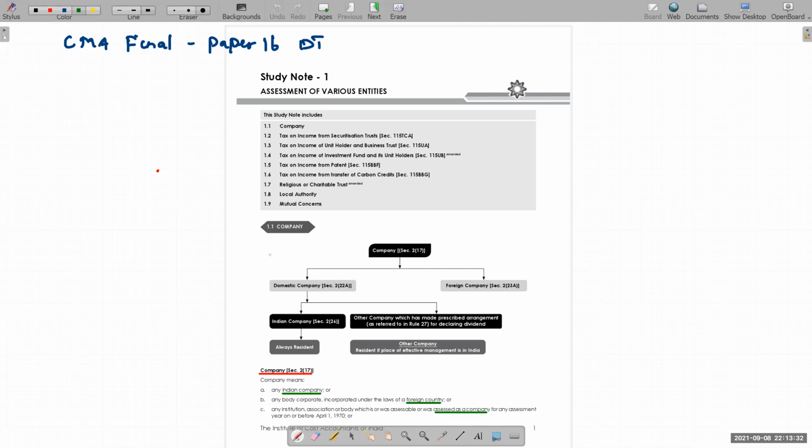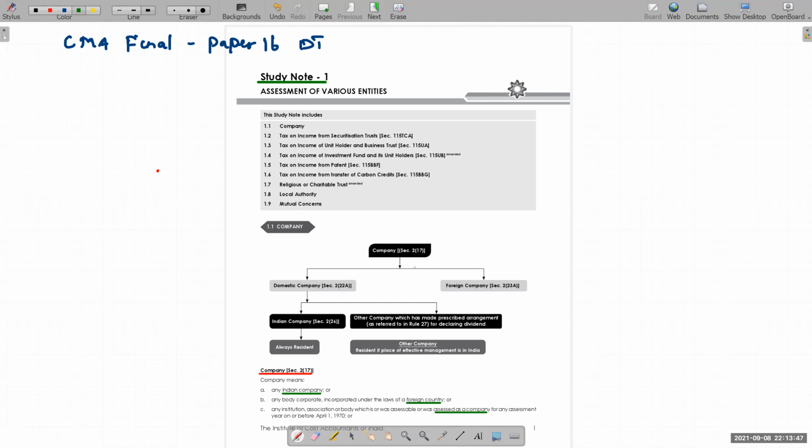Yeah, here we are coming to CMA final paper number 16, direct taxation. We are going to start with study note 1. Understood? We are going to start with study note 1. This study note 1 is all about assessment of various entities.